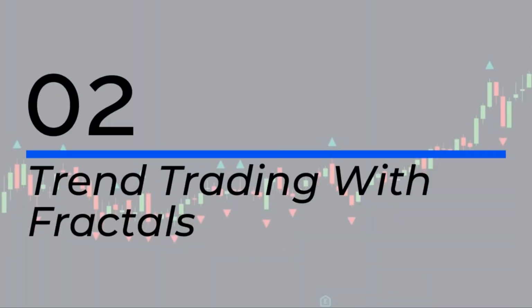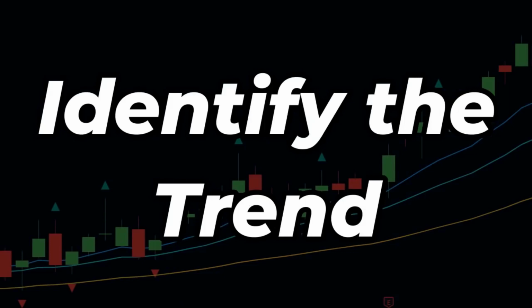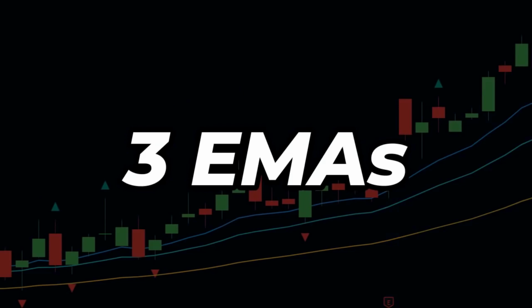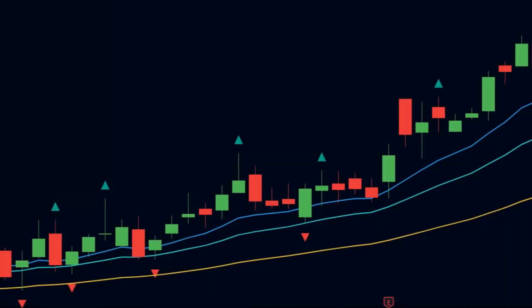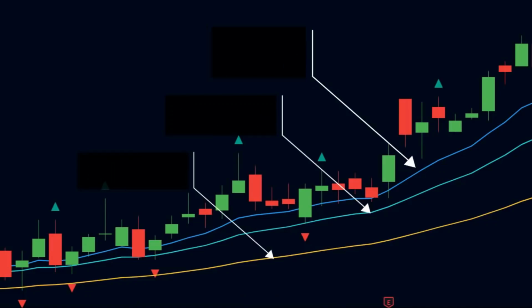Now let us understand a trend trading strategy using fractals. So, trend trading basically means trading in the direction of the trend. To trade in the direction of the trend, we first need to identify the trend itself. For that we will use 3 moving averages. We will use the 10, 20 and 50 period exponential moving averages to identify the trend of the market.